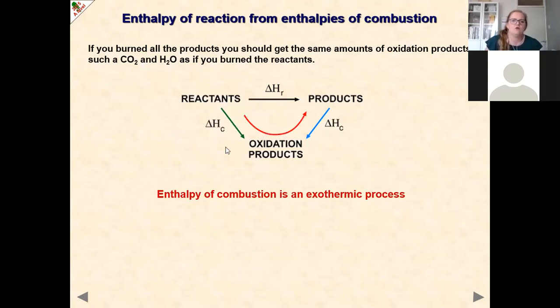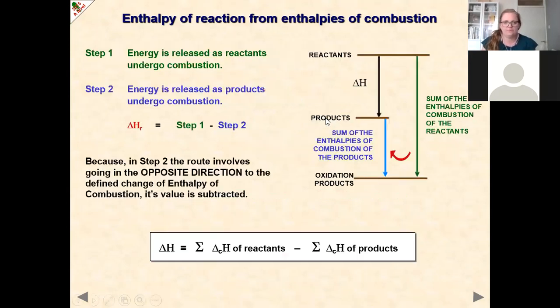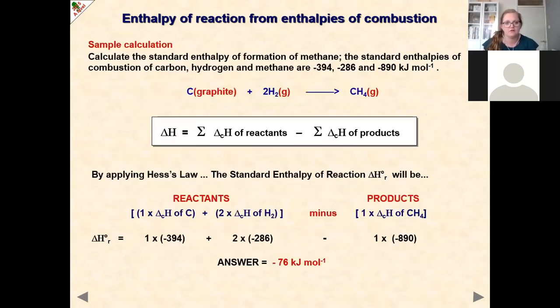Enthalpy of a reaction from enthalpies of combustion. We can also work this out using enthalpies of combustion. If you burned all our products, you should get the same amount of oxidation products, such as carbon dioxide and water, as if you burn the reactants. So this is an exothermic process. This time we're going to do reactants minus products. So different, we're going to do reactants minus products.